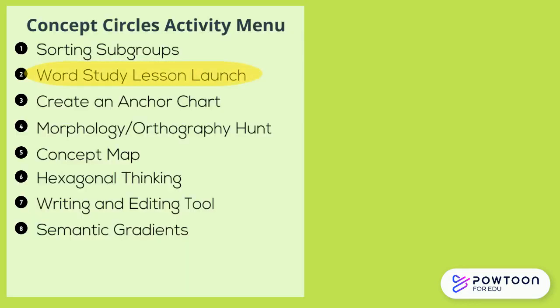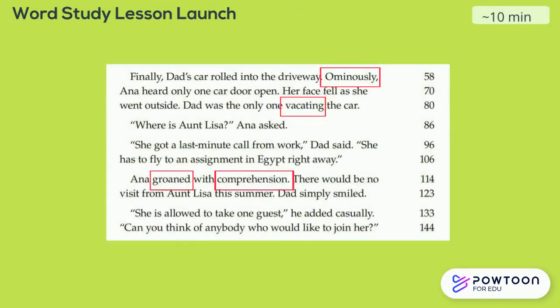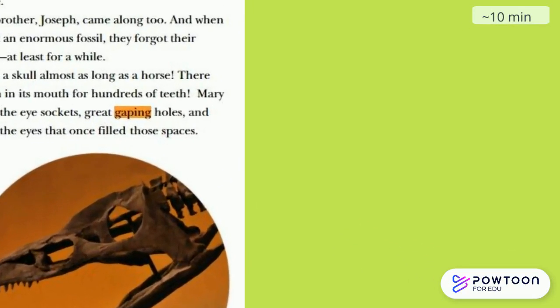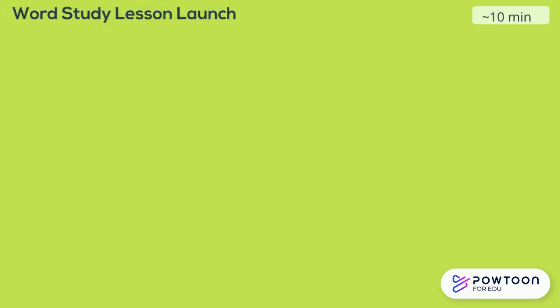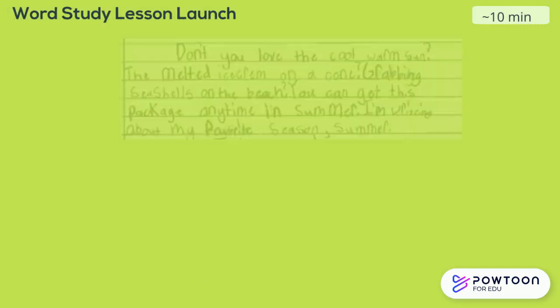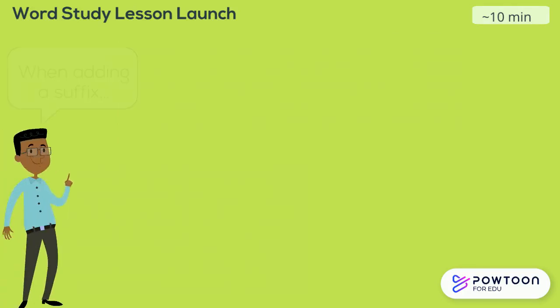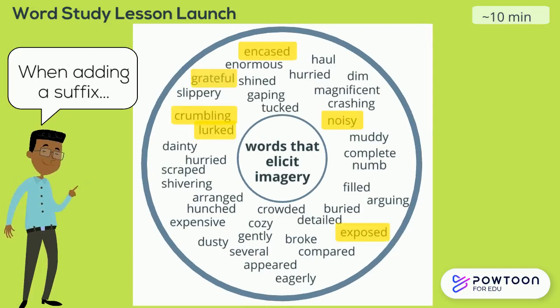Word study in the upper grades is difficult to plan. Use your assessment data to see what kind of spelling patterns your students need more explicit instruction with. For instance, I see the word gaping, which many students read as gapping with a short A sound. Misspelling words with an E at the end of the root word before adding a suffix is a common error in student writing as well. I plan a 10-minute lesson to teach this rule using words from the imagery circle that are examples and non-examples.